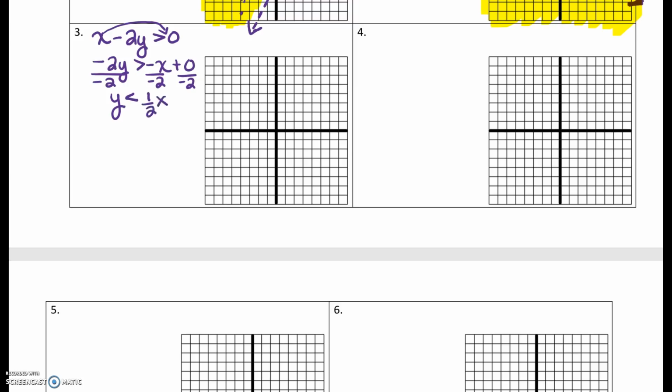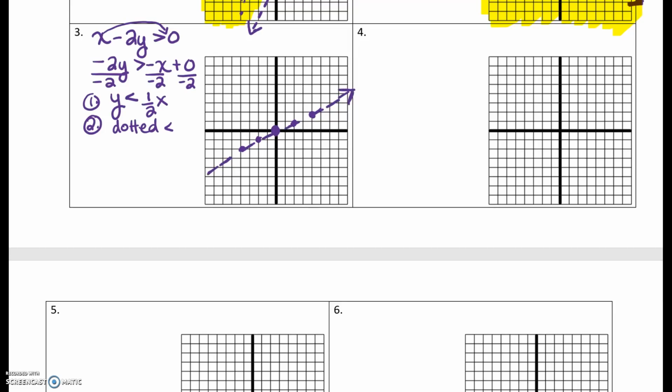plus 0. So I'm going to plot this at 0. I'm going to do up 1 over 2 for my slope. I'm going to go backwards. That is my first step. So step 1, graph that equation. Step 2, determine that this is dotted because I am not dealing with an equal sign. So I'm going to dot this line.